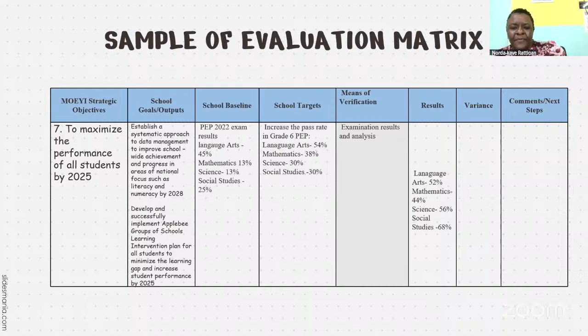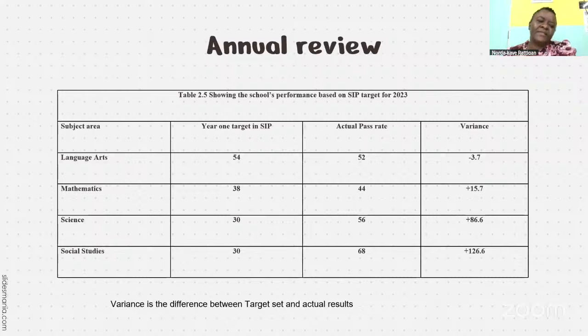So this is just an example, and let's look at this for just a bit. In year 1, my SIP target for language arts, I needed to be at 54% in terms of pass rate, and my actual result was 52. My variance, my mathematics, 38, 44. That means I surpassed my target. So my variance is a plus and not a negative. Remember that your variance is the difference between your target set and the actual results that you get.